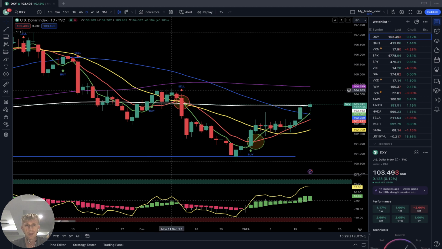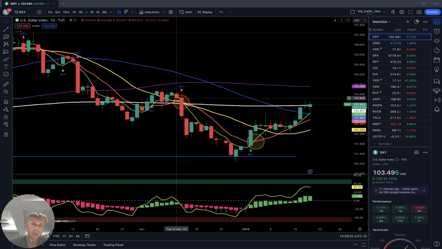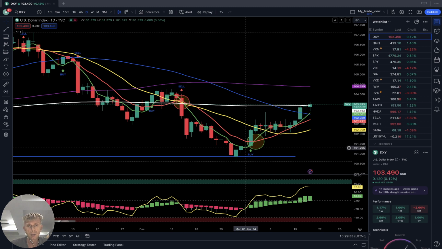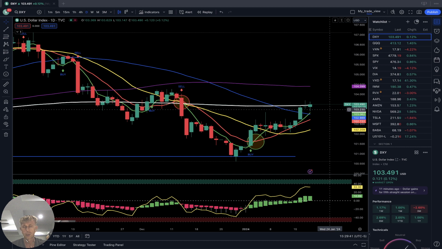Now let me tell you how it works. Look at it. Sell signal, red circle, when MA5, the green line, did a bearish crossover over the red line: bearish trend. Green circle, when the green line MA5 did a bullish crossover over red: bullish crossover, bullish trend.